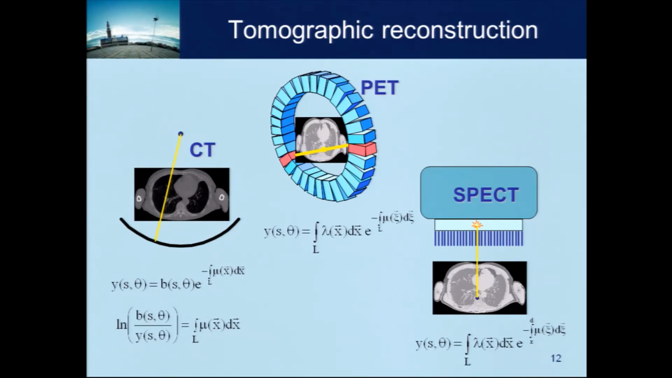So don't worry about the equations I've shown here. What we're doing in all cases is acquiring line integrals of the radioactivity distribution along all possible lines of sight that we are able to image with the detection system. And it's those line integrals that are then used in the reconstruction.